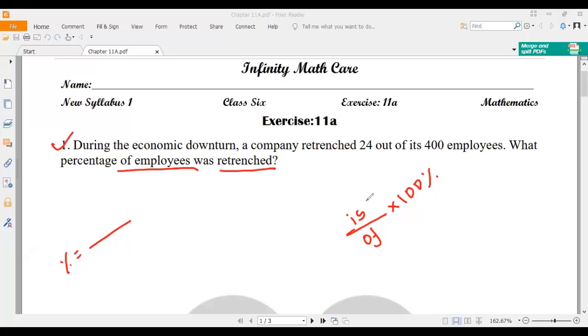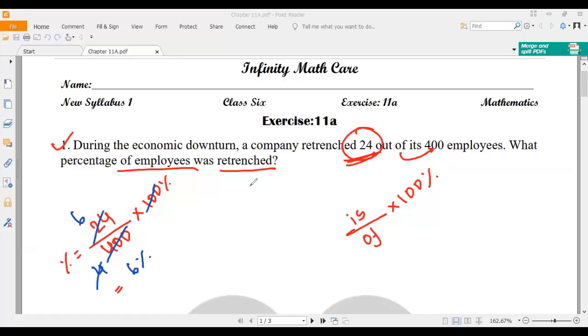What does "is" mean? A company retrenched 24. So this one is, okay, 24. After "of", we will get 400. So instead of "of" we will write 400. So 24 out of 400, that is 24 by 400 multiplied by 100%. Okay. Now, after calculating this one, you will find out your answer. So how can we calculate? We can easily calculate. First, we will cut 400 by 100. That will be 4. Then 24 by 4 will be 6. So the final answer will be 6%. So 6% of employees was retrenched.